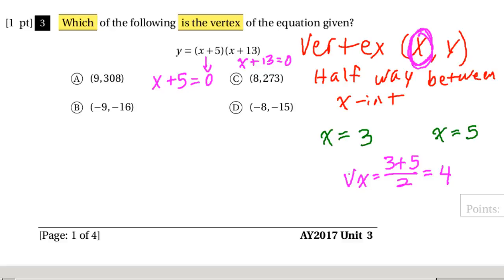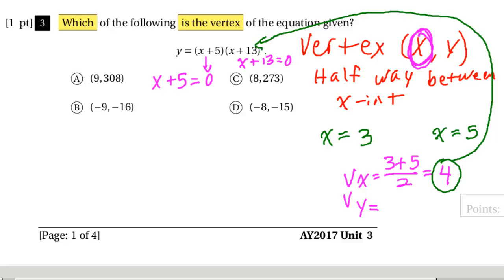To figure out what the vertex y value is, what I would do is take whatever number I got here for x, and plug it back in to the original equation right here, because it says that y is equal to this. So my vertex y, if this is 4, I would just say it's 4 plus 5 times 4 plus 13, and do all of the appropriate multiplication to figure out what x and y is.